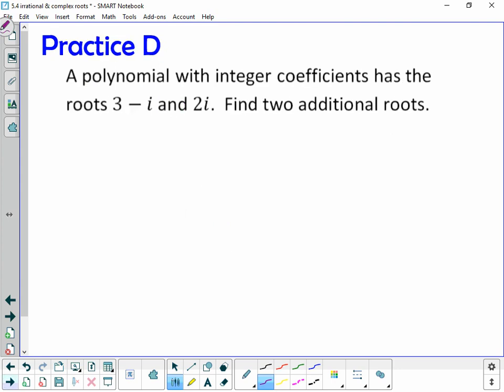Here's another one. A polynomial with integer coefficients has roots 3 minus i and 2i. So it's giving us two roots, 3 minus i and positive 2i. Two additional roots would be 3 plus i and -2i. So there are our two additional roots.